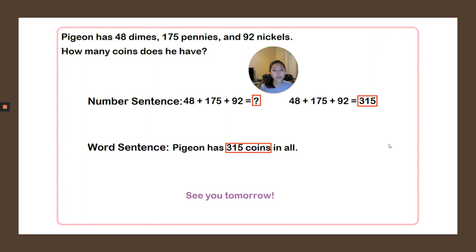So your number sentence should look anything like this on the bottom, and your word sentence is: Pigeon has 315 coins in all. Absolutely awesome, and I'll see you tomorrow.